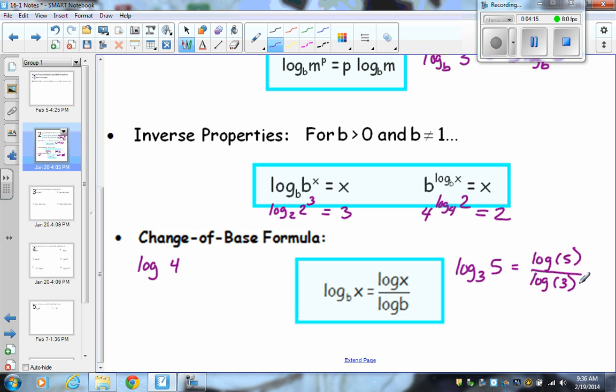So go ahead and pause the video and make sure you know how to use your calculator for the change of base, and pause it, try it, and then come back and see if you get the same answer as I do. A rounded answer should be about 1.465.